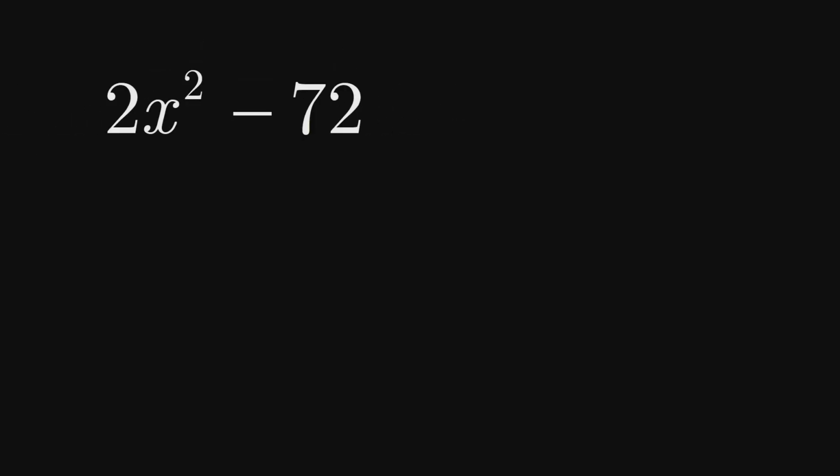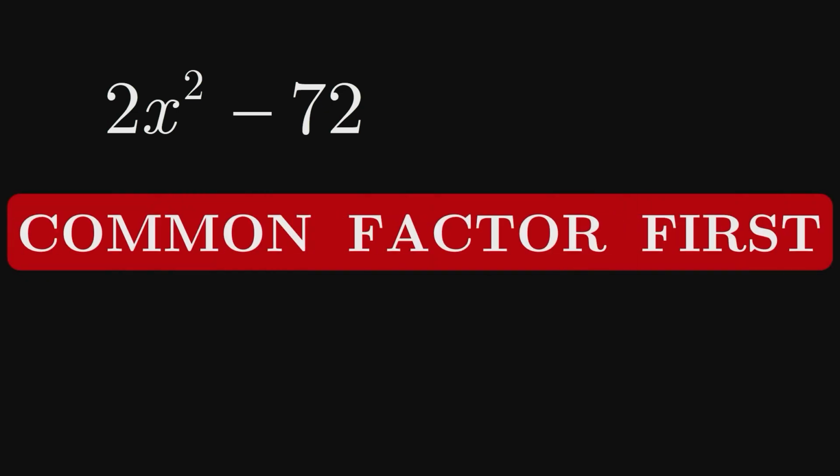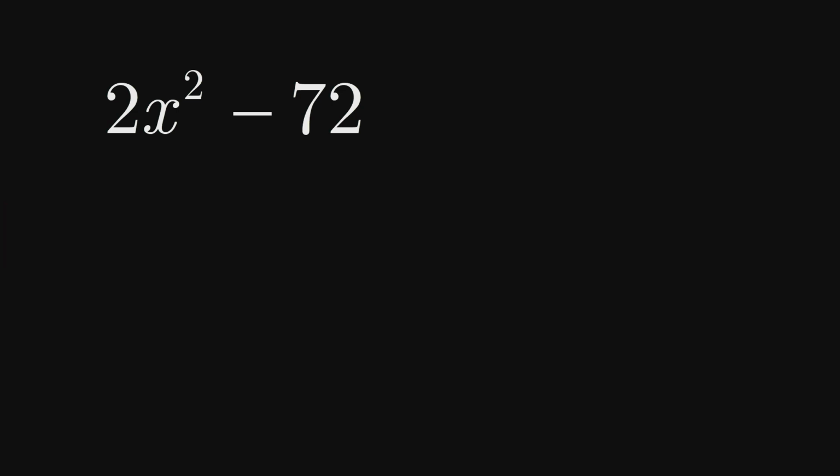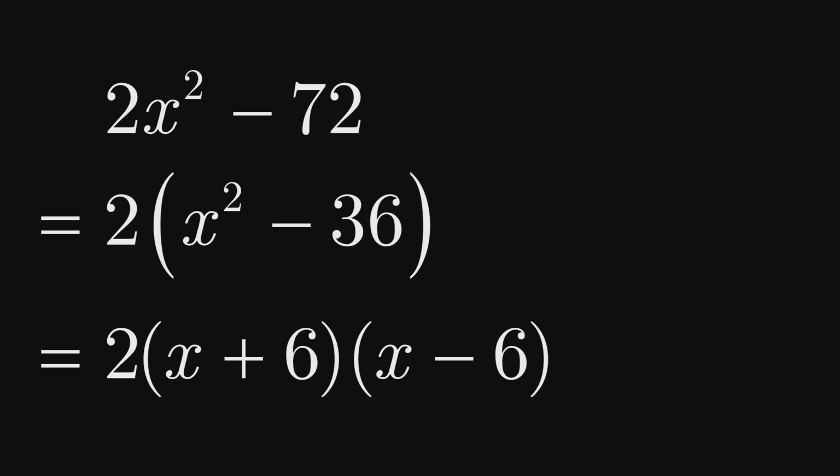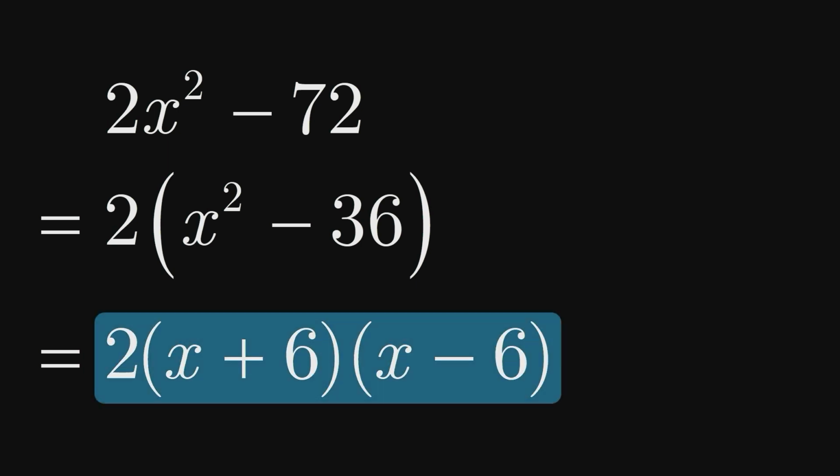What about 2x squared minus 72? 2 and 72 are not perfect squares, so where do we go from here? Well, remember that whenever we factor an expression, we should try to common factor first. Since the greatest common factor of 2 and 72 is 2, we can common factor out a 2, leaving us with x squared minus 36, which is, you guessed it, a difference of squares. So the fully factored expression is 2 times x plus 6 times x minus 6.